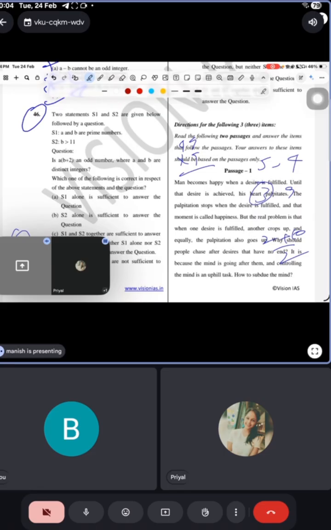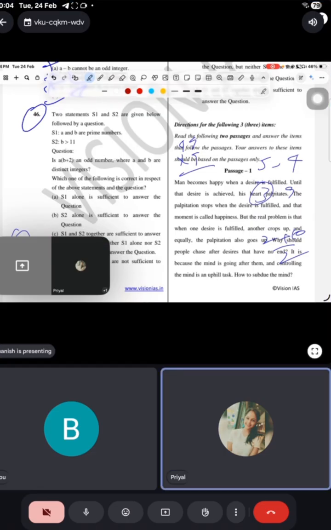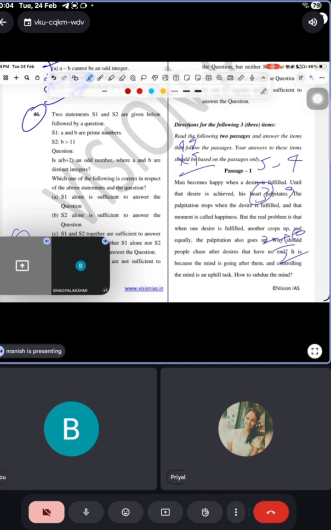Is A into B plus 2 an odd number, where A and B are distinct integers? Which one of the following is correct in respect of this? See guys, this is again a data sufficiency question. And in data sufficiency questions, I told you one thing, guys: first understand the question carefully.